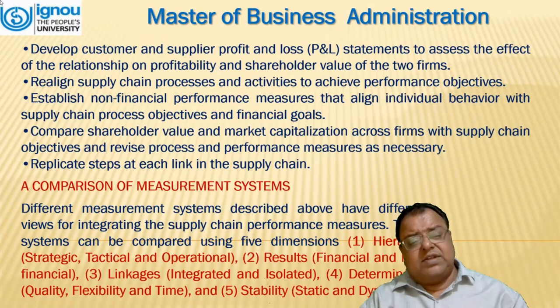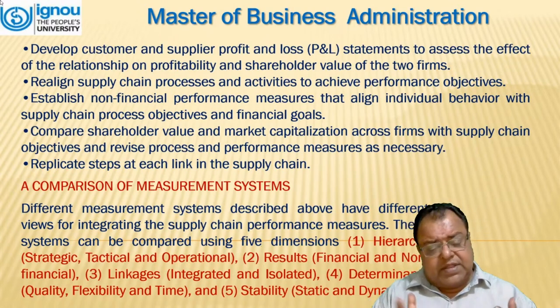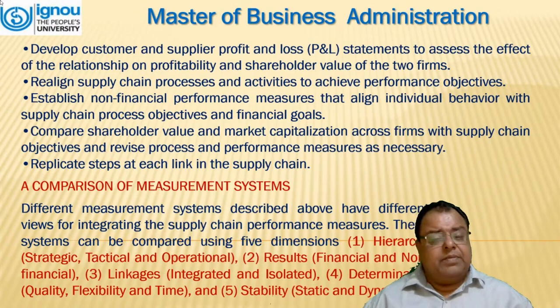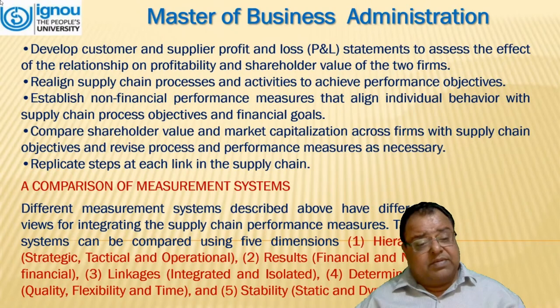Next one is establish non-financial performance measures that align individual behavior with supply chain process objectives and financial goals. Next one is compare stakeholder value and value capitalization across firms with supply chain objectives and revise process and performance measures as necessary. Replicate steps at each link in the supply chain.